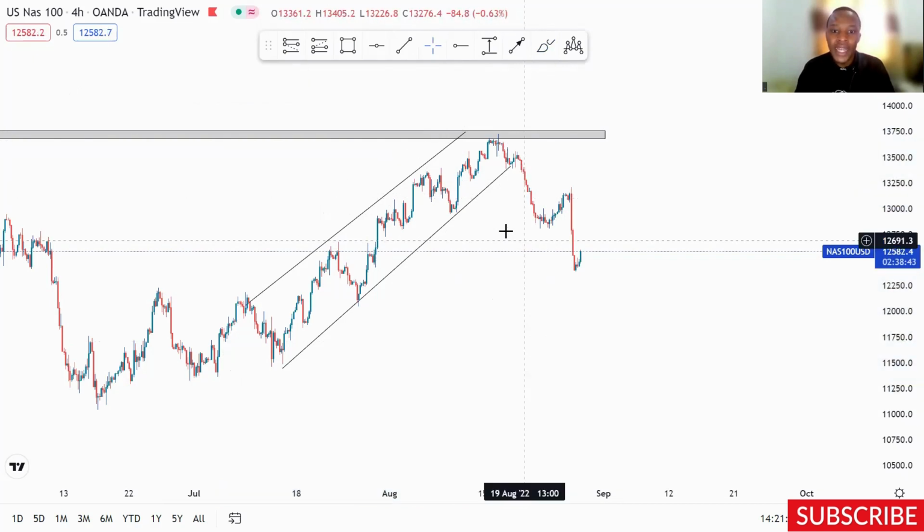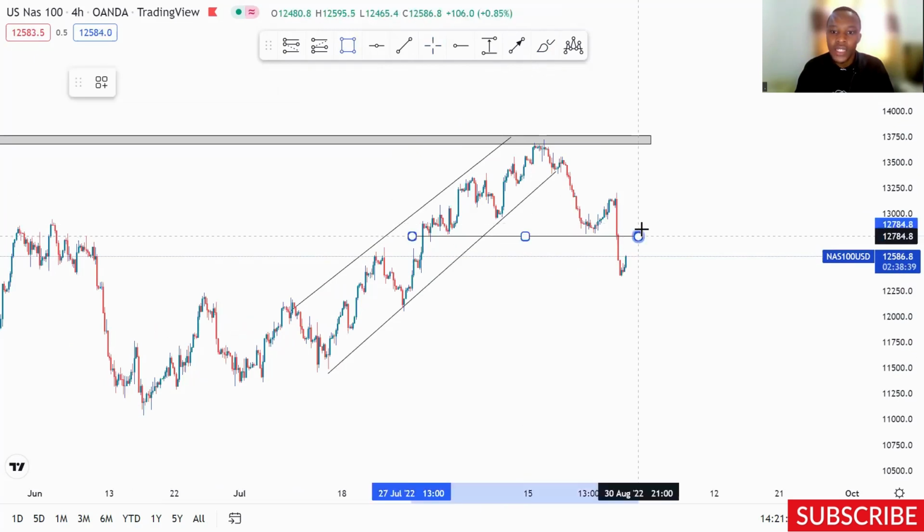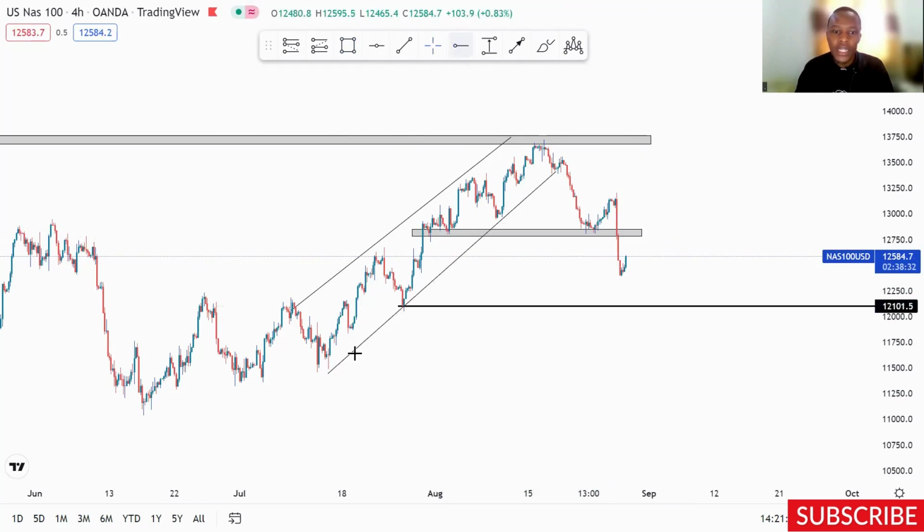But coming back to the analysis, you would literally see that at some point we still have this level of resistance that the market is still respecting. So what are we expecting next on NAS100?